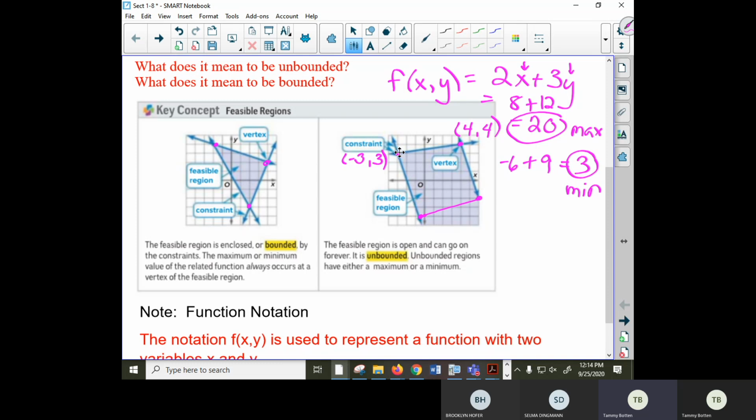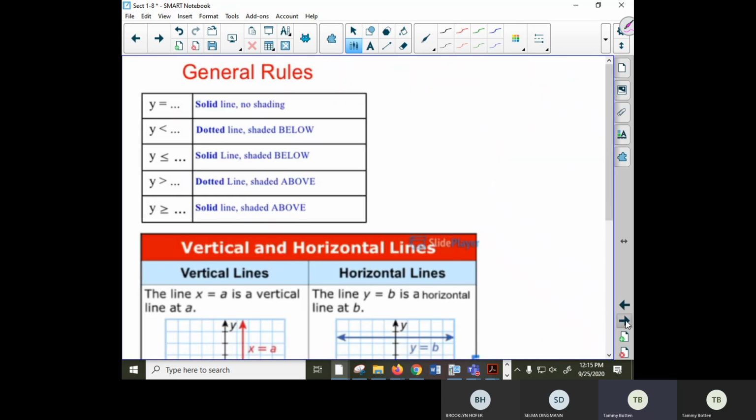Later on in the homework, they ask you something like, find the minimal cost for this business. Then you would just look for the smallest one, okay? They might ask you, what's the maximum profit? And then you look for the biggest one. So we're going to do a bunch of questions today.